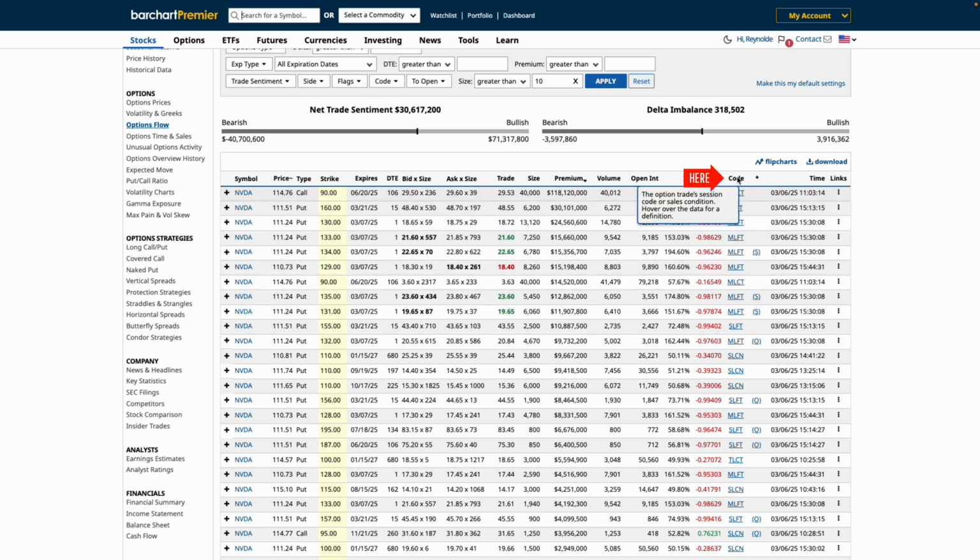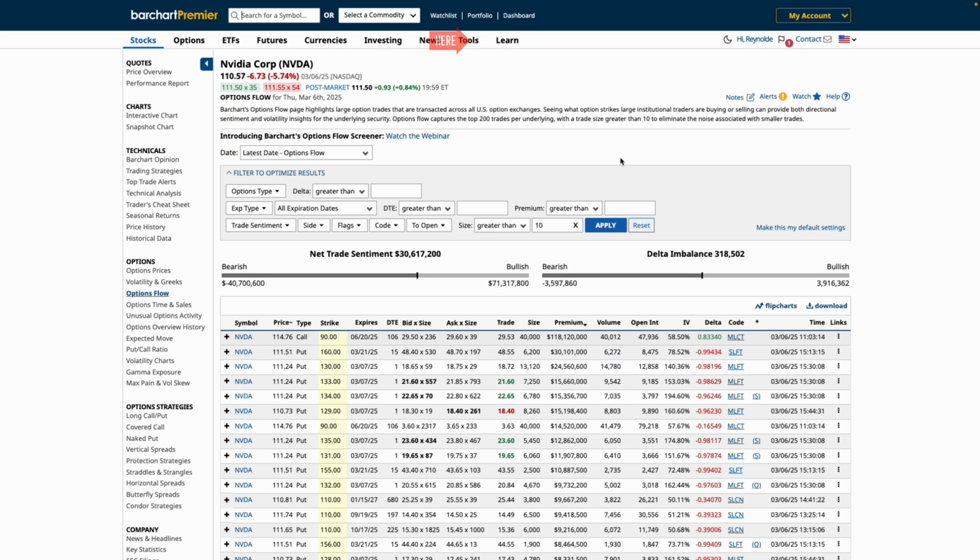Plus, get the trade details and codes that'll let you know if it's sweeps versus block trades to understand if traders are aggressively buying or selling or executing prearranged block trades.